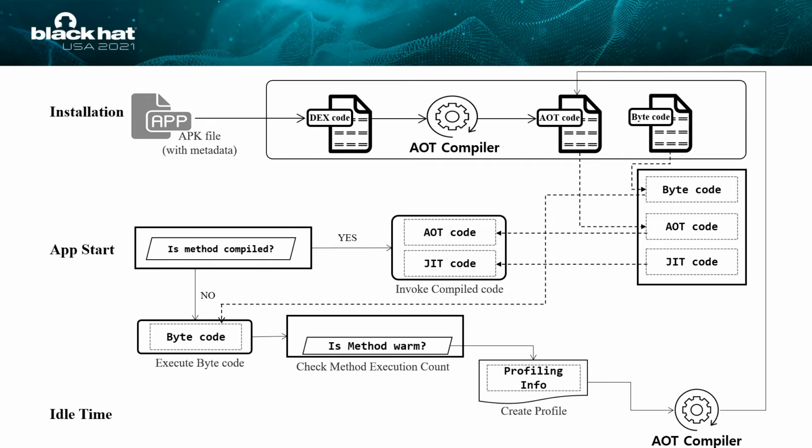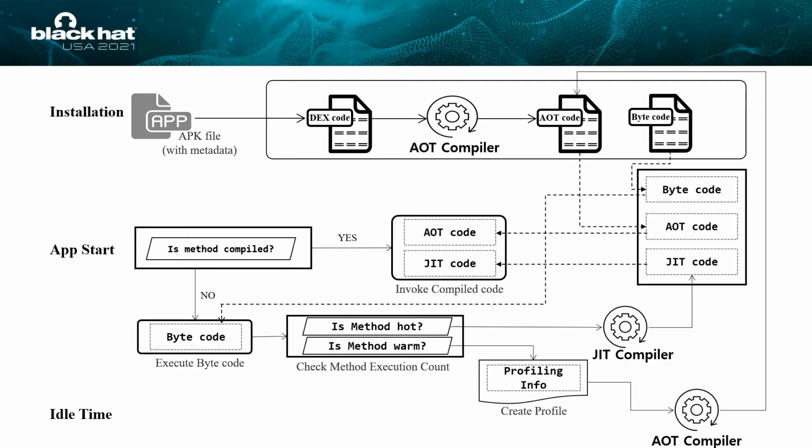While you are not using the phone but just charging overnight, the service compiles the warm method using the AOT compiler and saves it in a file as AOT code. Next time, the method will be executed right away as AOT code from the beginning.